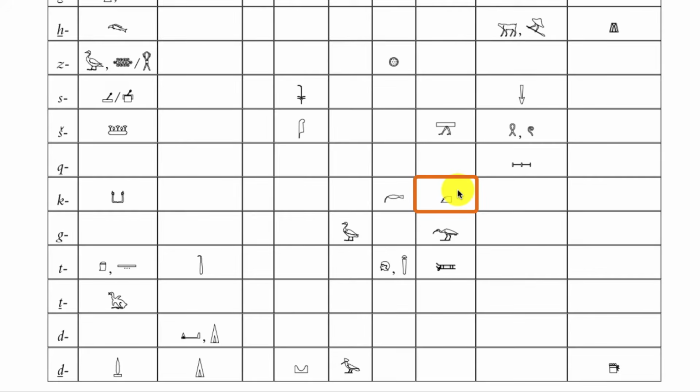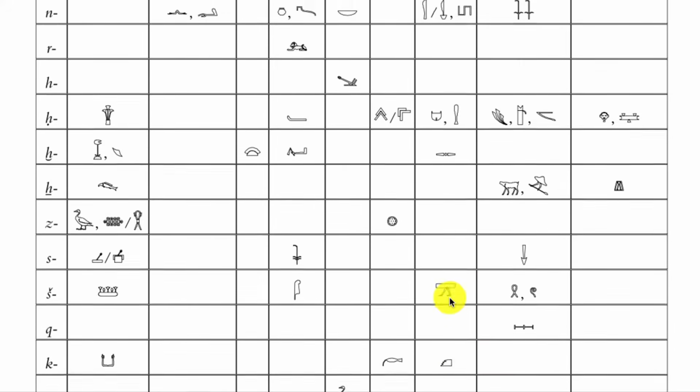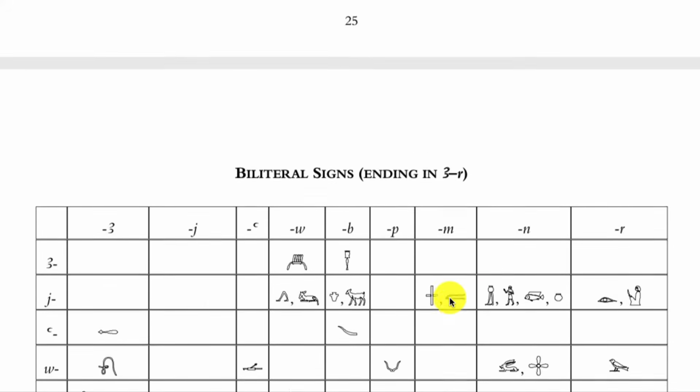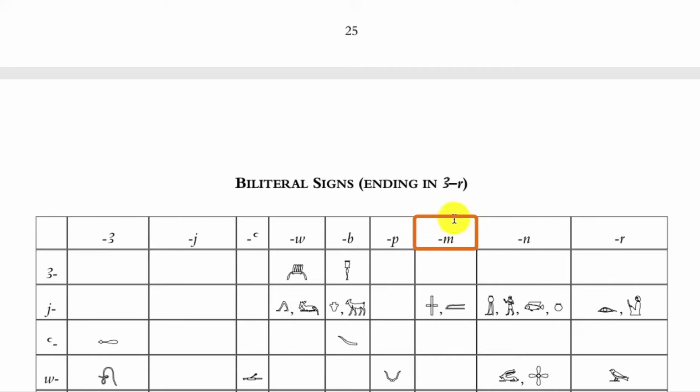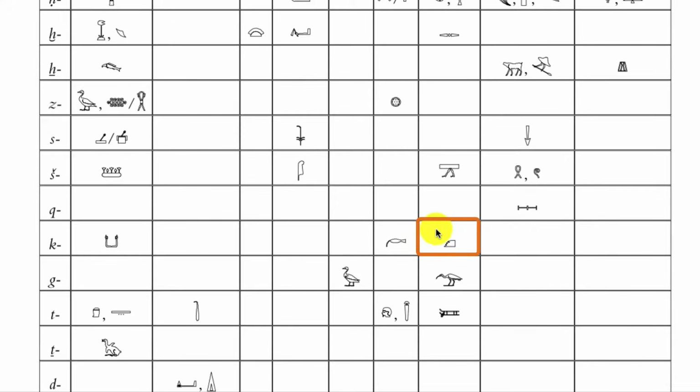But how do we use this table? The crocodile tail is in this row, so the first consonant of this biliteral sign is K. And the crocodile tail is in this column, so the second consonant of this biliteral sign is M. So the crocodile tail is read Kem.